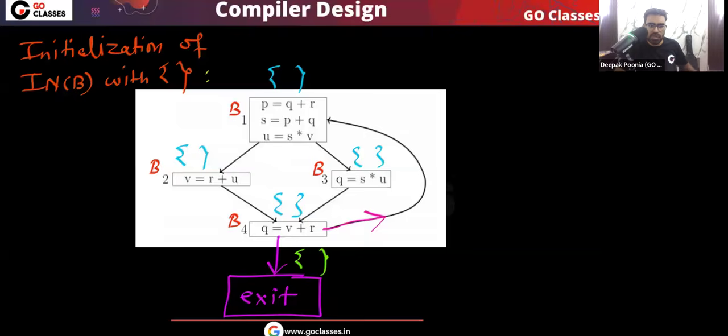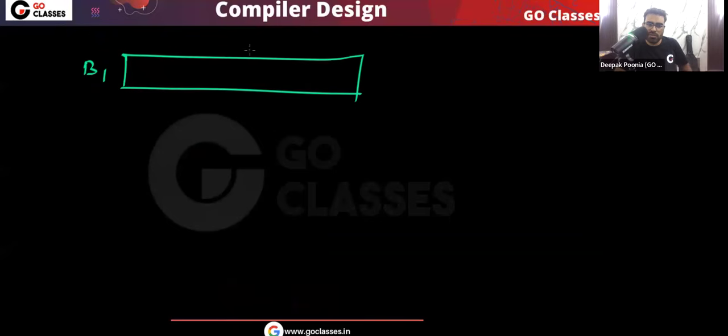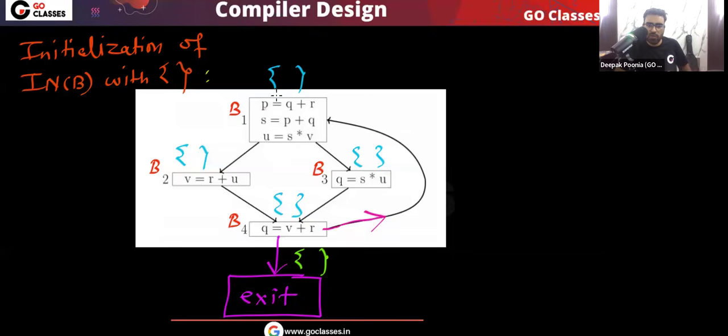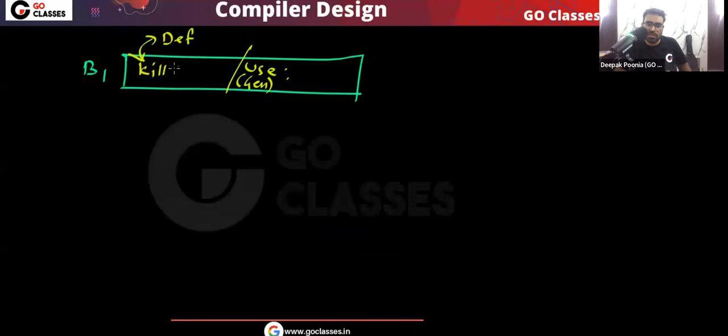So for the basic block b1, tell me what is the use and what is the kill. We need this information, meaning which variables are killed. Kill means define; kill is the same as def. And which variables are used is the same as gen, which variables are generated. So you can see in this basic block b1, p, s, u are assigned, or I can say defined, or killed.